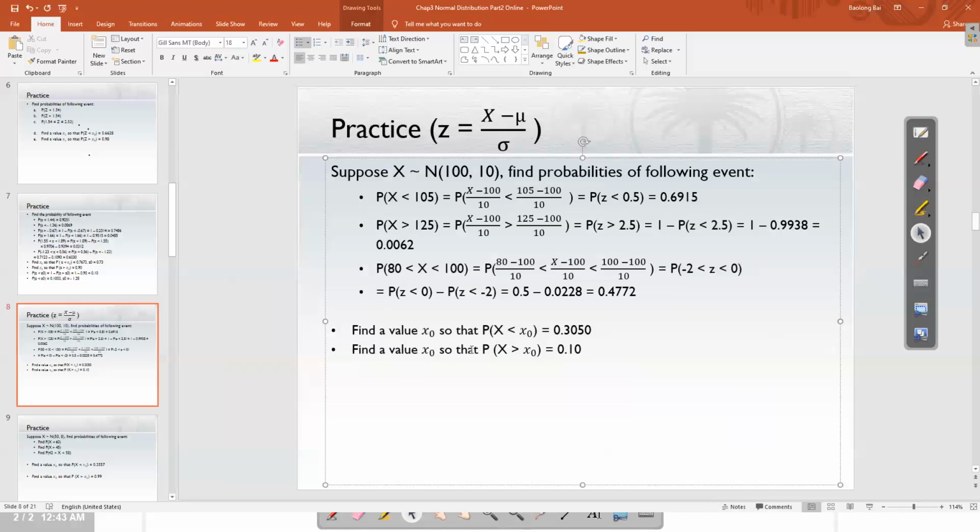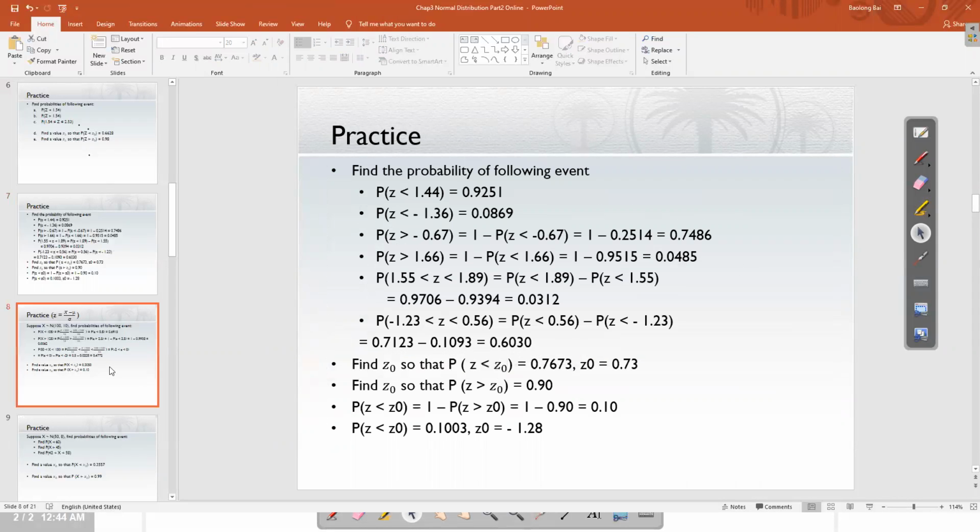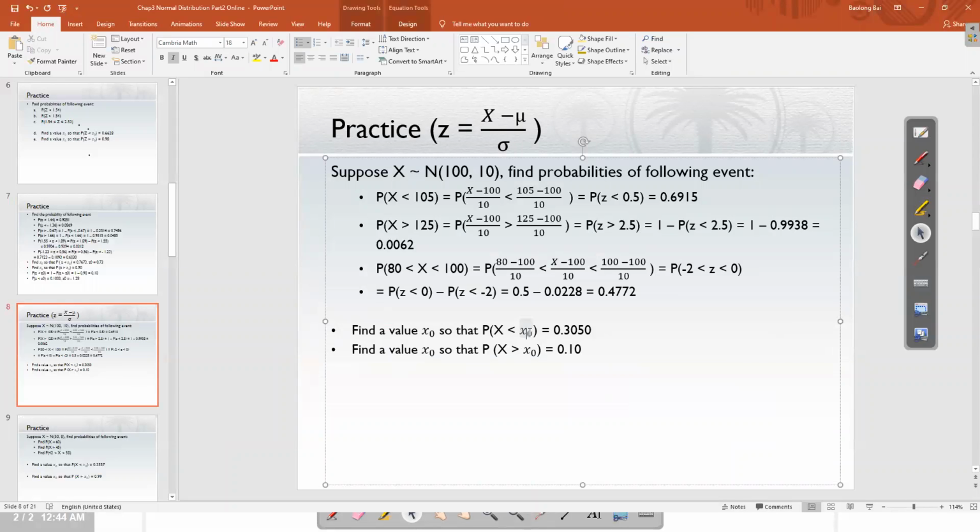Right. So then for the next two, we need to find a cutoff point for a normal distribution. We know how to find a cutoff point for the z distribution, right? We can find z0, but now we need to find x0. Okay. So we just need to have one extra step.